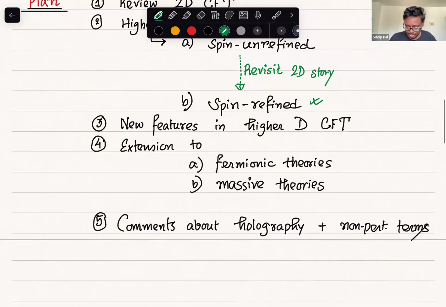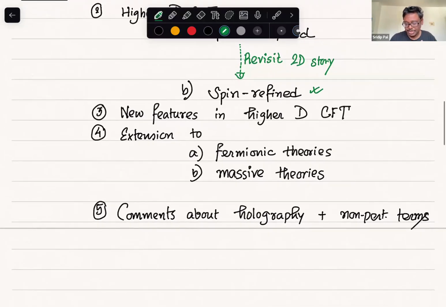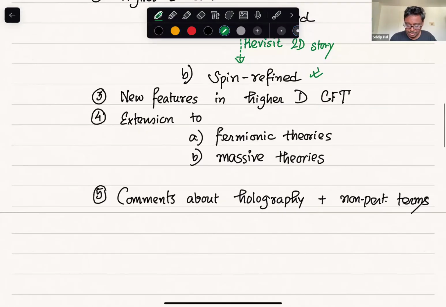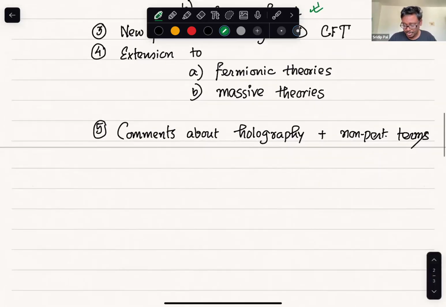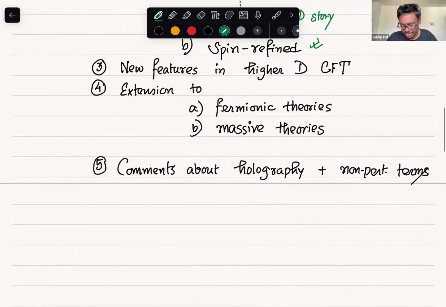We will also show some new features when we write down this thermal EFT in the context of spin-refined data. Then we will see there is an extension to fermionic theories, there is an extension to massive theories, and if time permits, I will also comment on holography and non-perturbative corrections to this effective field theory.